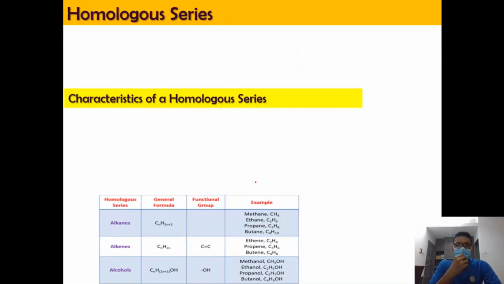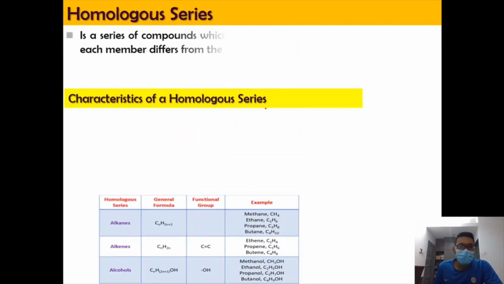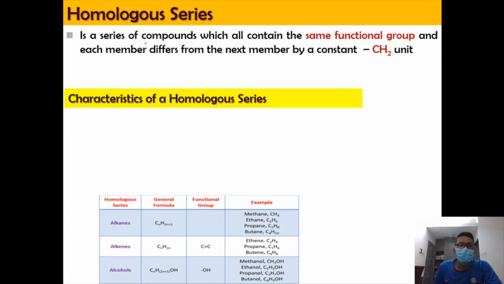Alright, now we go into the homologous series. So homologous series is basically a series of compounds which contain the same functional group, and each member differs from the next member by a constant of CH2 unit. As you can see here, methane, ethane, propane, and butane are a homologous series of alkane, and they differ from one another by a unit of CH2. So here also differ by CH2. So when C increases by 1, hydrogen increases by 2.